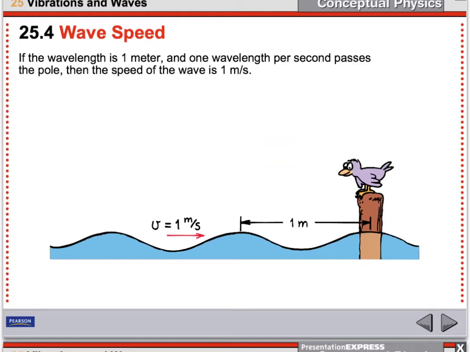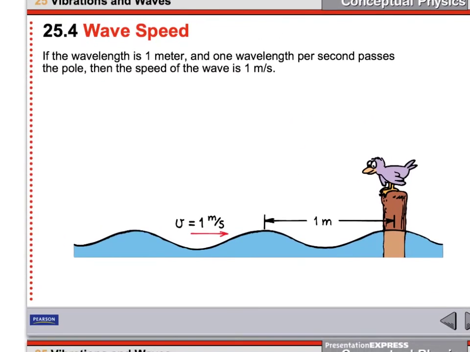So let's look at what I'm talking about here. If you have 1 wave passing this bird every second, then the frequency is 1 hertz. But let's change these numbers a little bit. Let's say that the wavelength is 3 meters instead of 1. And let's say that instead of 1 passing every second, 2 waves pass by every second. So the frequency is 2 hertz.